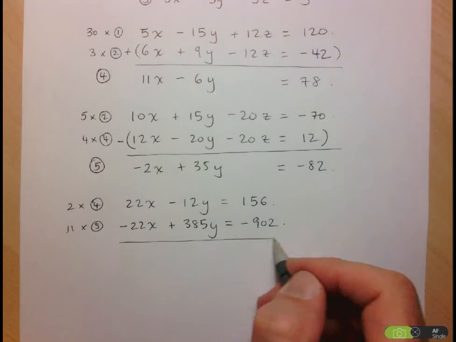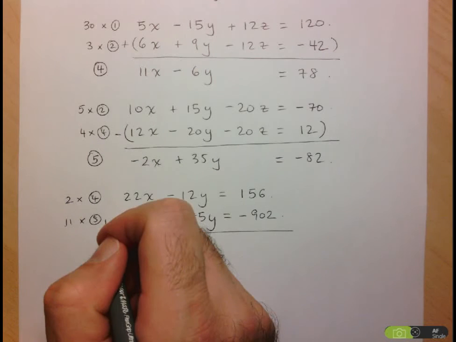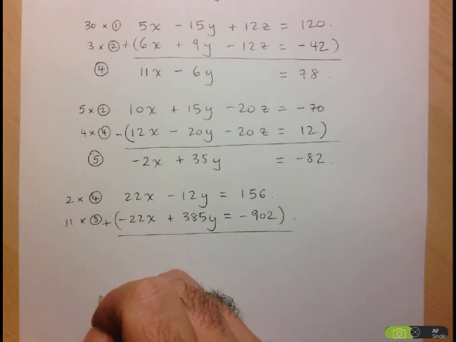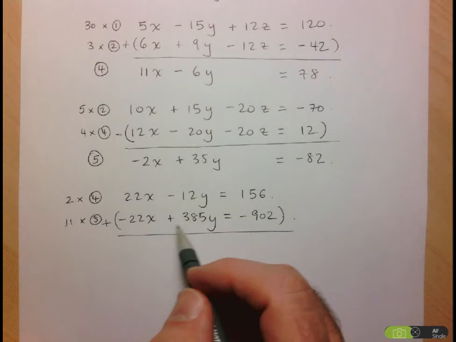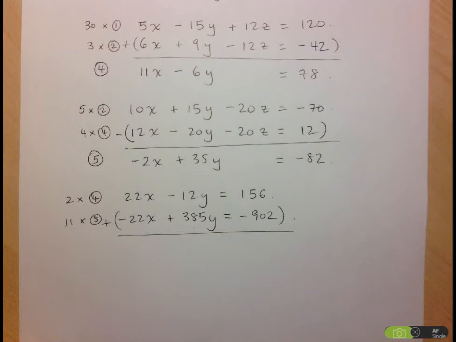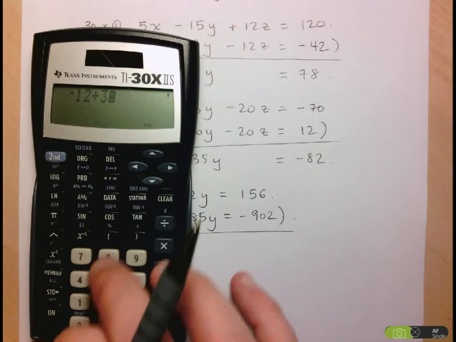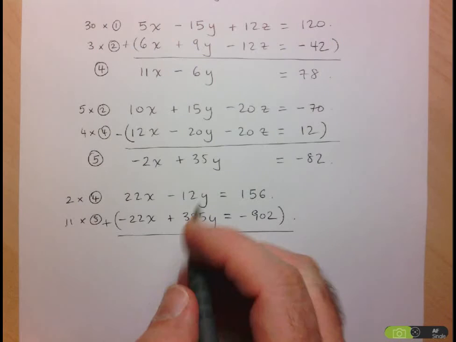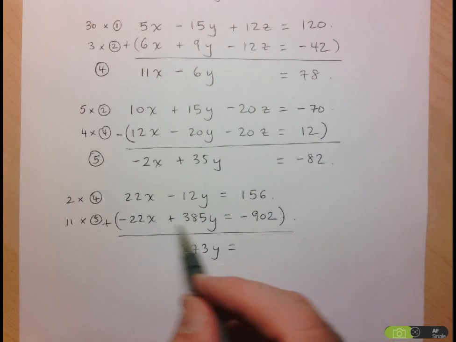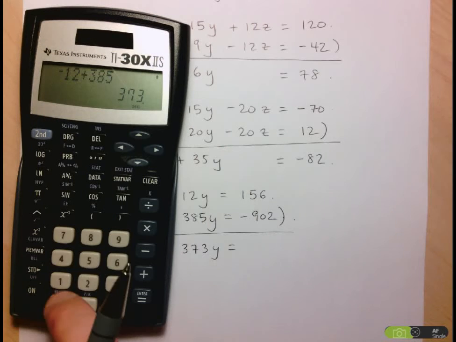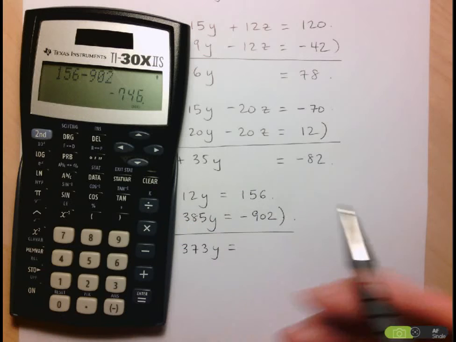Okay, so here, since the coefficients have opposite signs, I'm going to add the two equations, so these add to 0. Here I've got negative 12 plus 385, so that looks like it should be 373, but let's just be sure. Negative 12 plus 385 is 373. And then here, 156 minus 902. I'm not even going to bother doing that in my head. 156 minus 902. Okay, negative 746.